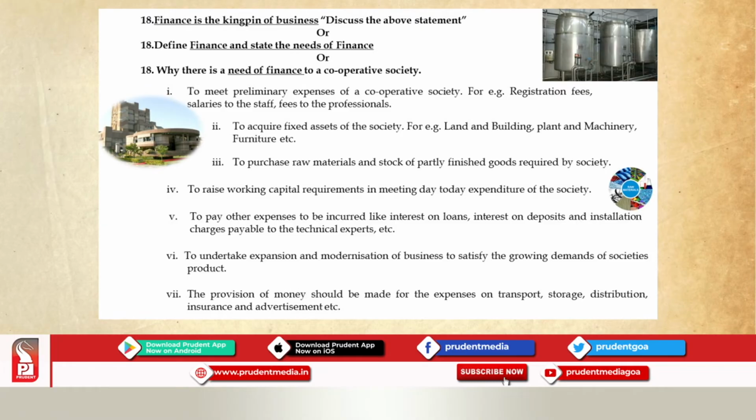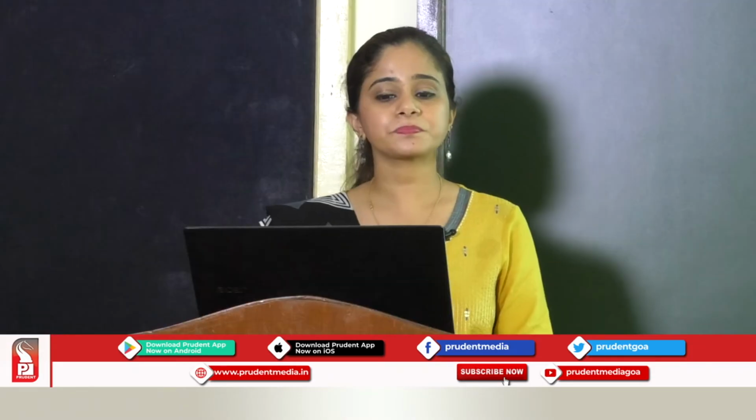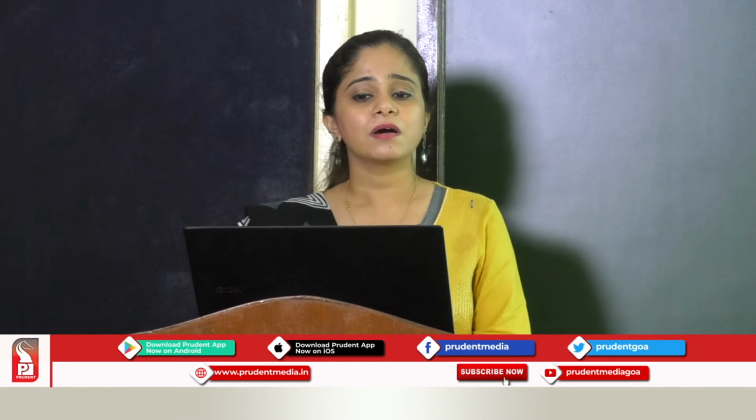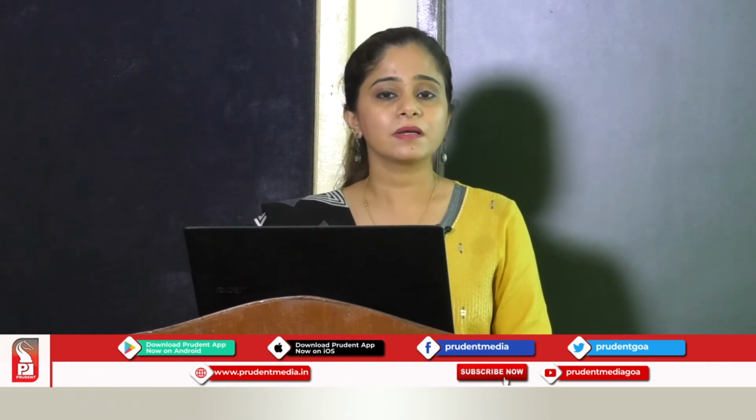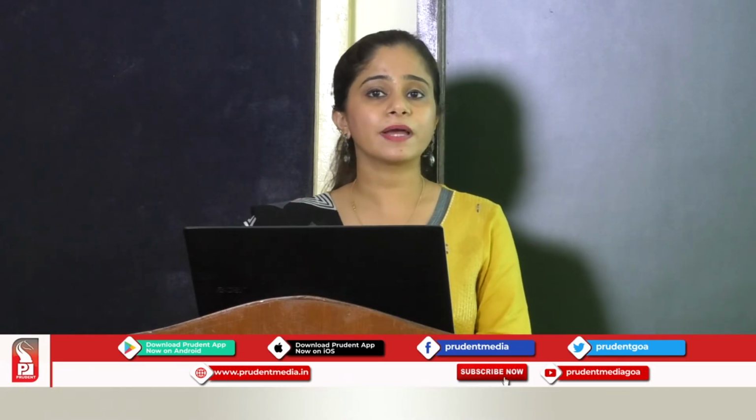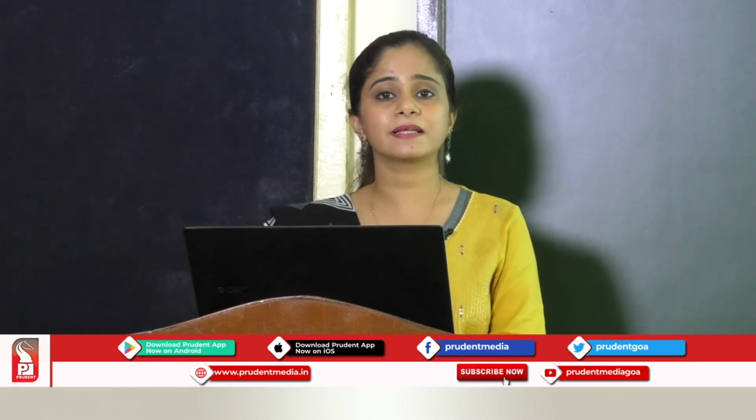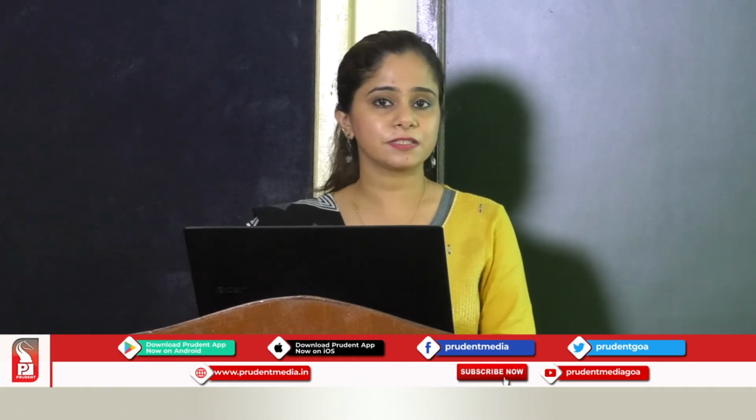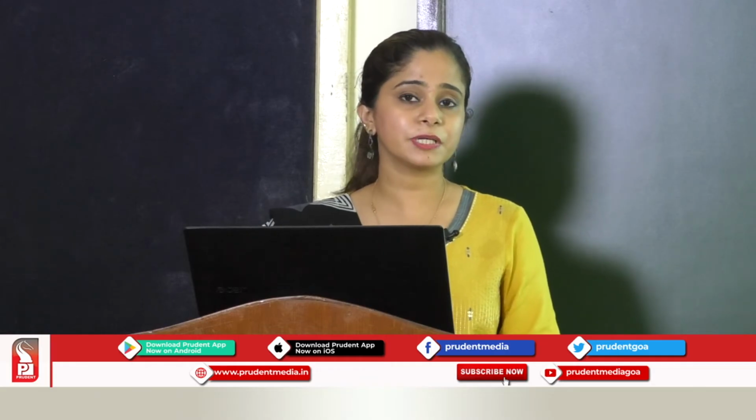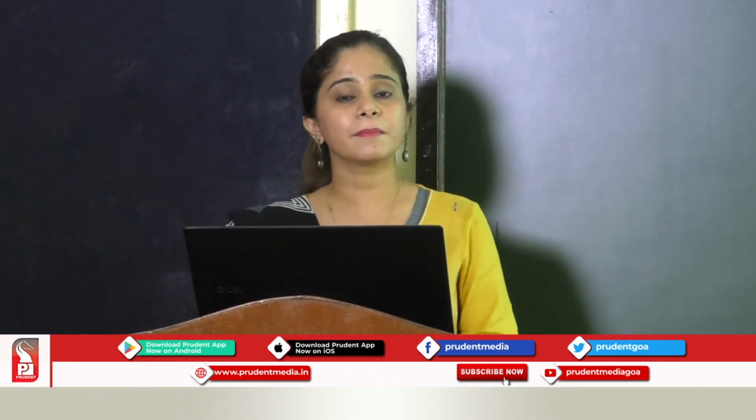The first point is they need to meet the preliminary expenses of a cooperative society. Preliminary means any expense before you start a cooperative society. You need to have registration fees, salary to the staff, or fees to the professionals to be paid. Second, to acquire fixed assets, like land and building, plant and machinery, furniture, etc. If you want to purchase these fixed assets, then you require money.